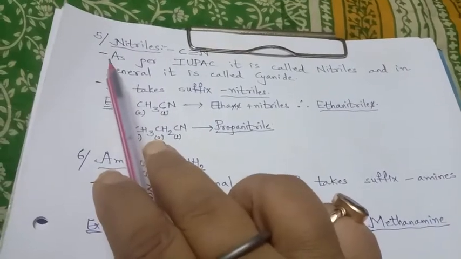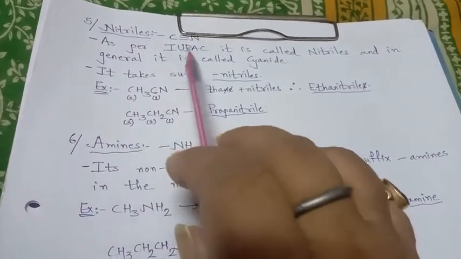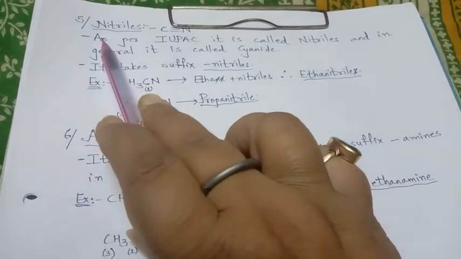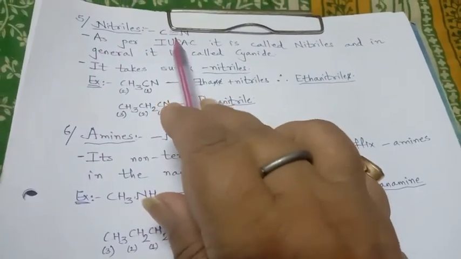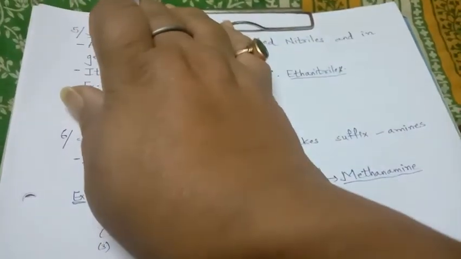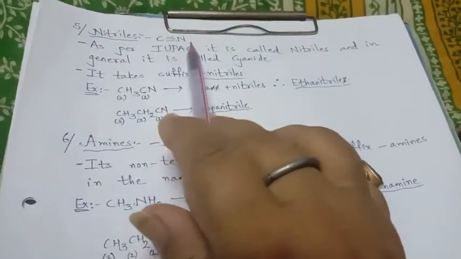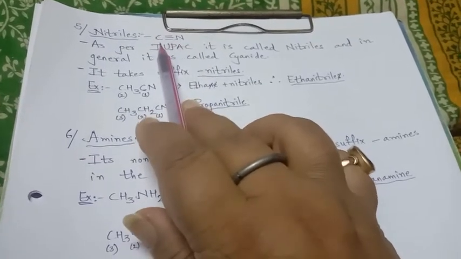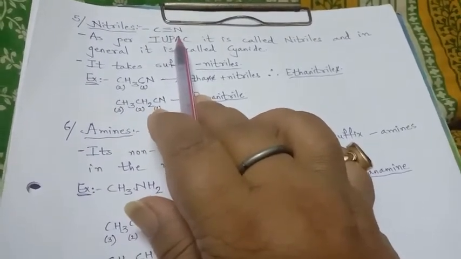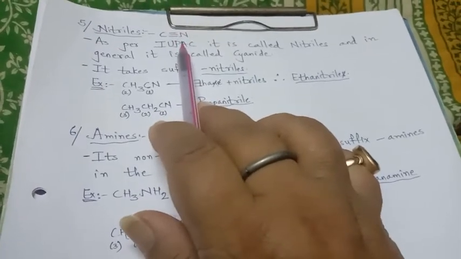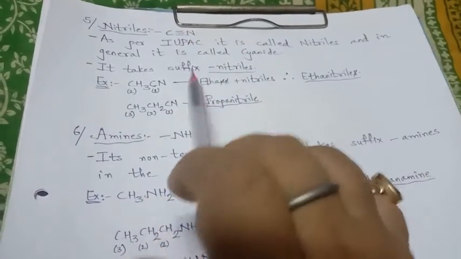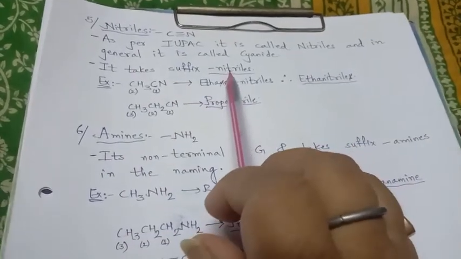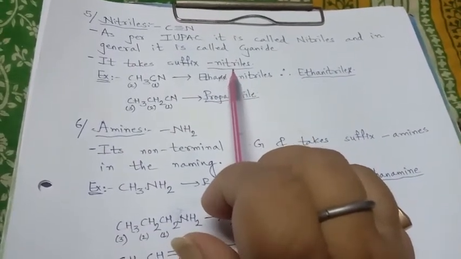Now let us see the next group, that is nitriles. It consists of a linkage to the parent chain, carbon triple bond N. You know that CN has C triple bond N, right? According to IUPAC we say C triple bond N is a nitrile group, but in general we say it as cyanide, right? And it takes the suffix nitrile itself, as in amide, here also nitriles.